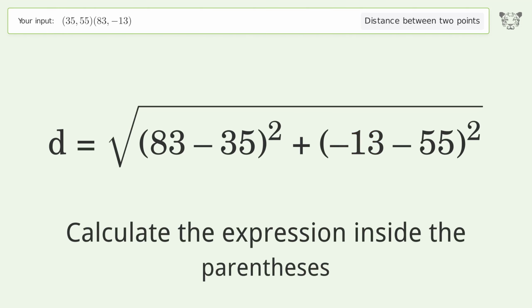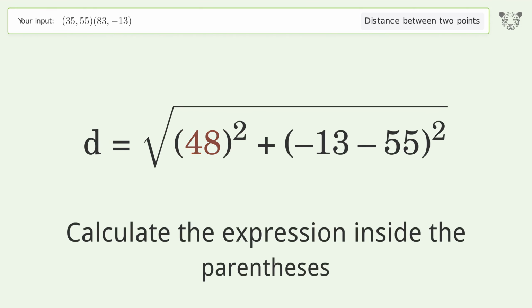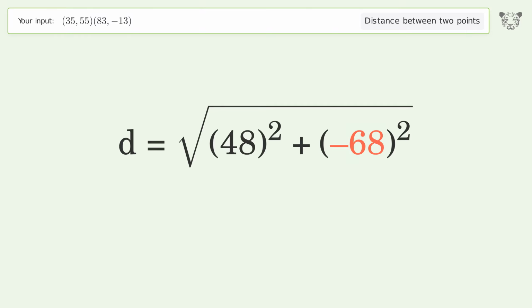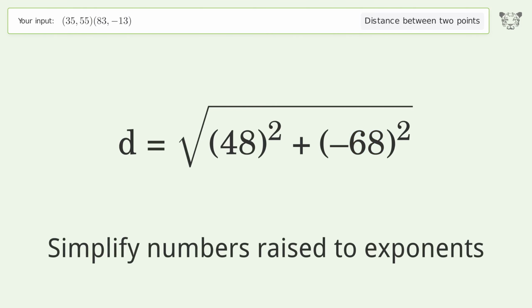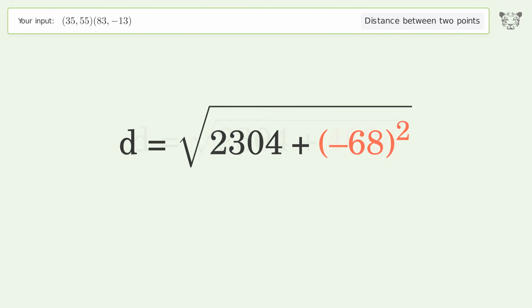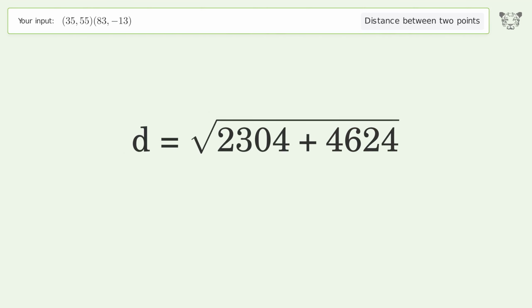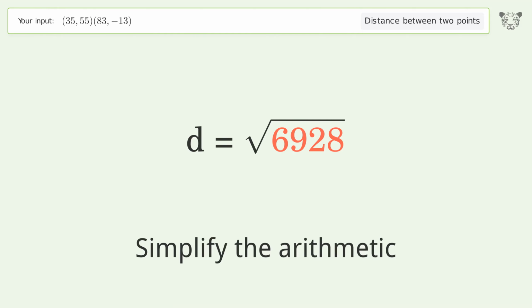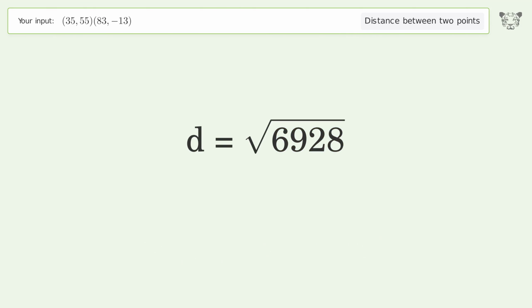Calculate the expression inside the parentheses. Simplify numbers raised to exponents. Simplify the arithmetic. And so the distance between the 2 points is the square root of 6,928, or 83.235.